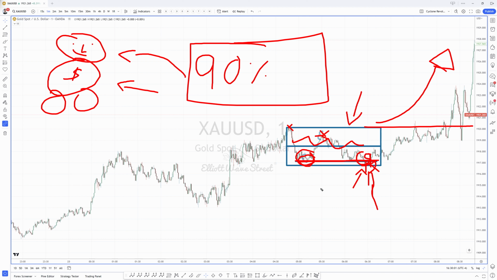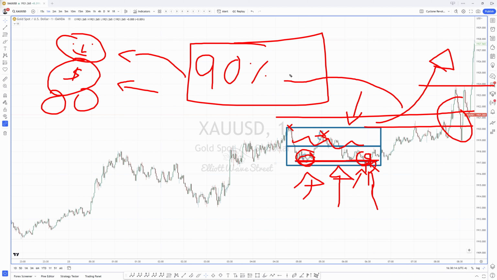The big guy, as we can see here in this box, was absorbing all the buyers. Here we have a lot of stops. Here we have more sellers. Here we have more stops. And the plan at the end is to make sure that 90% of the participants are losing their money. So of course, it's time to change your trading forever.